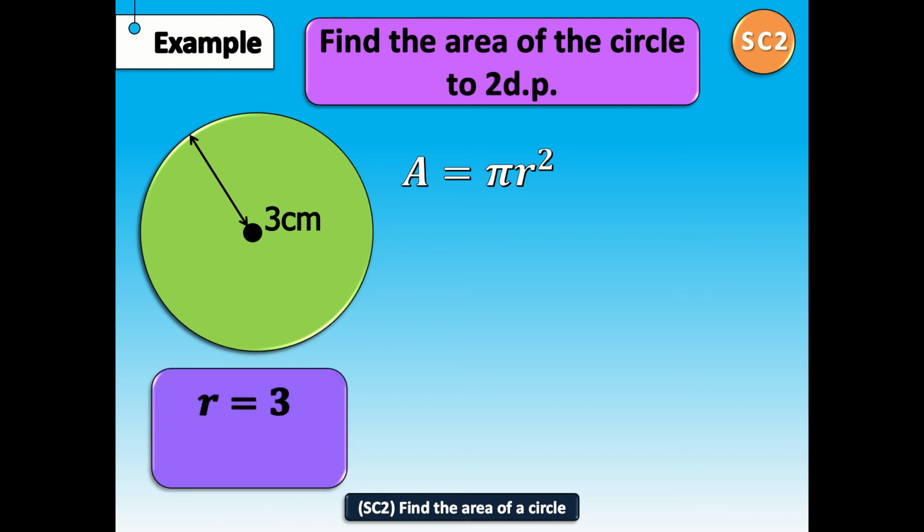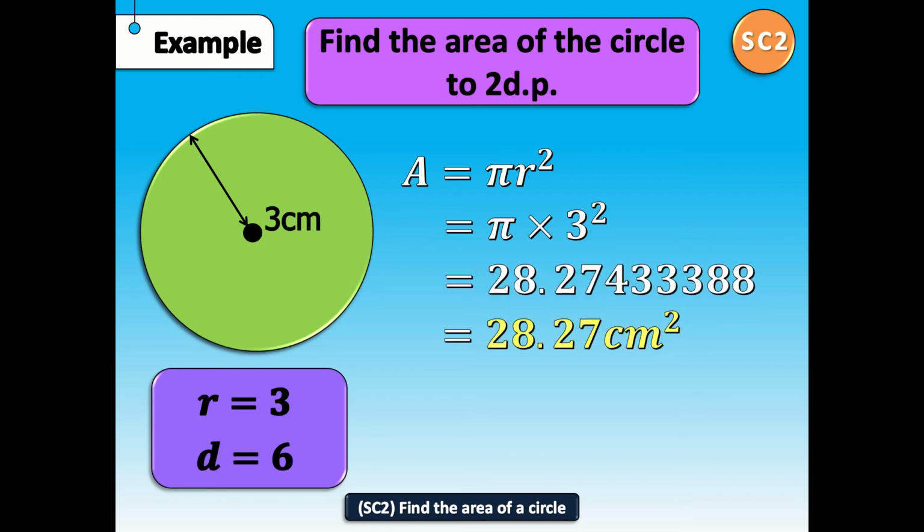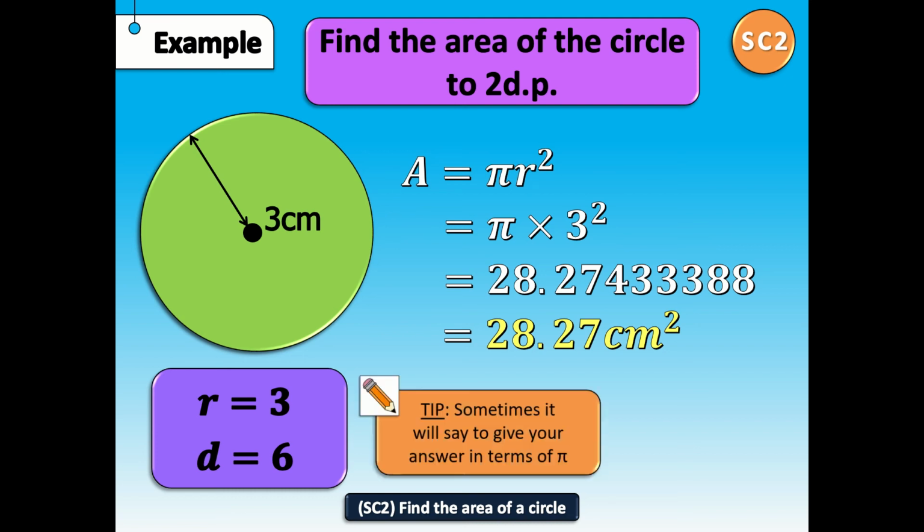Now for this circle, the radius is 3 centimetres, so the diameter is 6 centimetres. Now we just want the radius, so we do pi times 3 squared, which to 2 decimal places is 28.27. In terms of pi, we've times by 3 squared, so 3 squared is 9, so the answer is 9 pi.